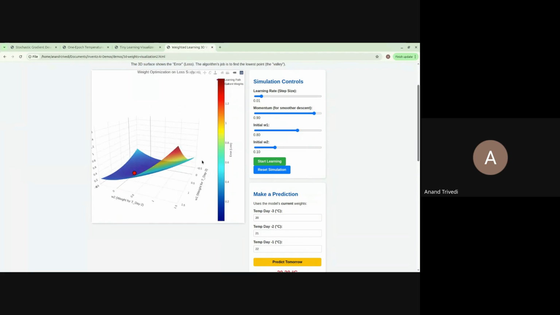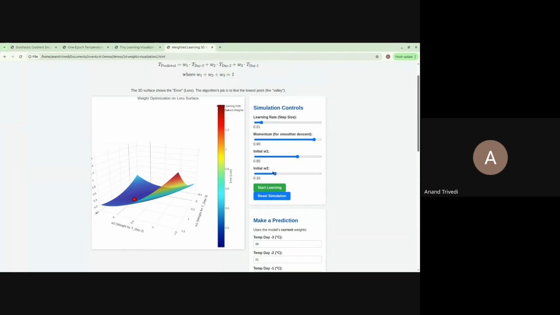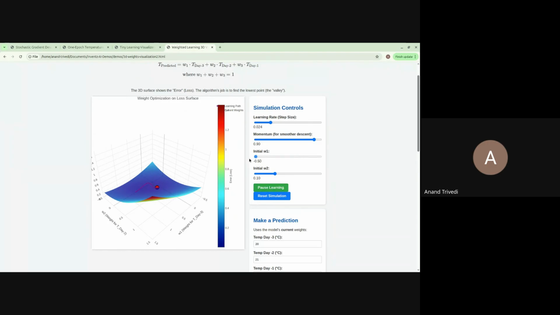This is just a 3D plane. And if you see, this is my learning rate and initial weight W1. Once I start learning, you see, this is very small, obviously. Let me increase it, reset it. Oh, it is going again. Initial weight is this, I'll use this. Reset it.